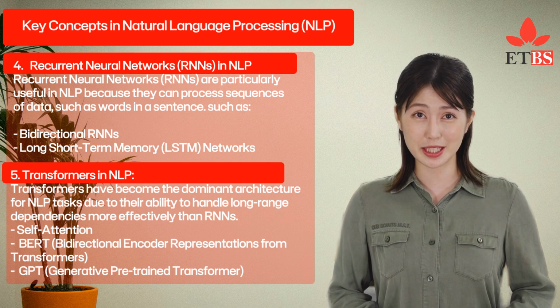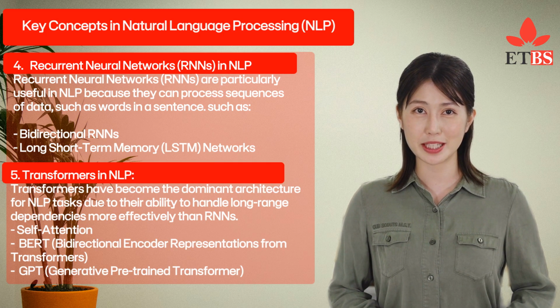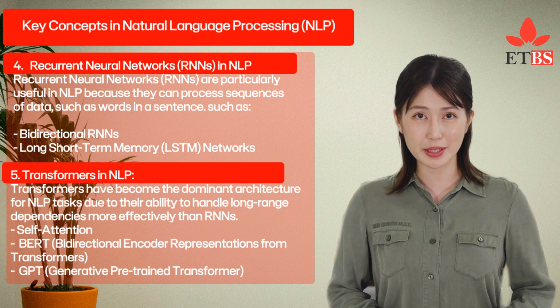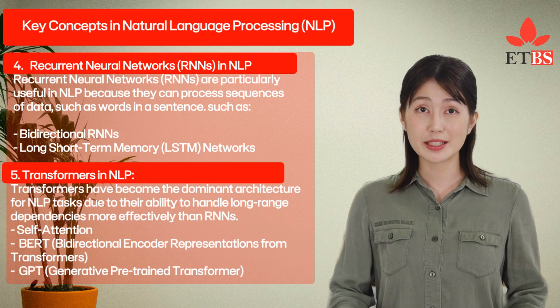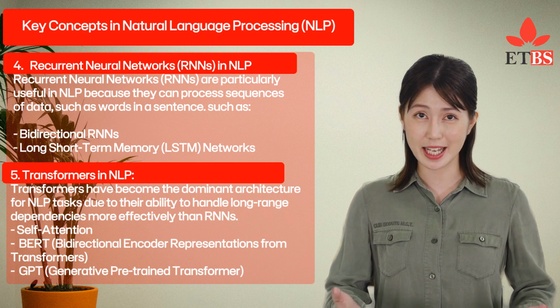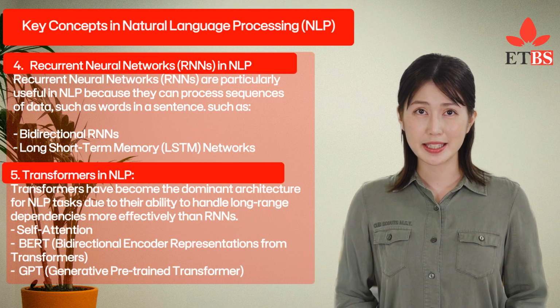BERT, bidirectional encoder representations from transformers. BERT is a pre-trained transformer model developed by Google that understands context in both directions. BERT can be fine-tuned for a wide range of NLP tasks, including sentiment analysis, question answering, and named entity recognition.